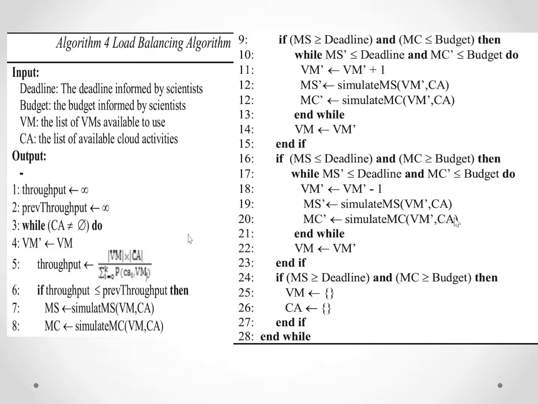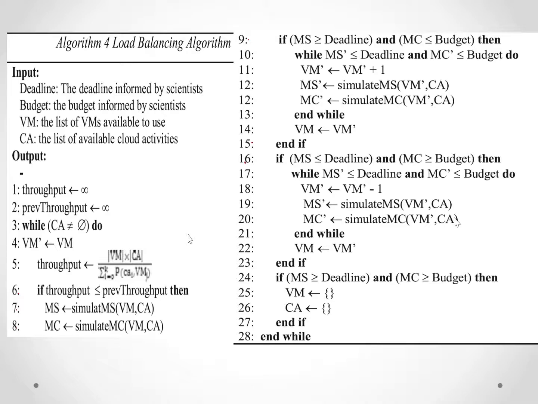If it has not varied, then nothing changes. Then in lines 7 to 8, if the throughput is reduced, the algorithm simulates a new makespan and a new financial cost. Then from line 9 to 15, what happens is that if the new makespan is greater than the deadline and the new financial cost is smaller than the budget, the number of virtual machines will be scaled up to meet the deadline.